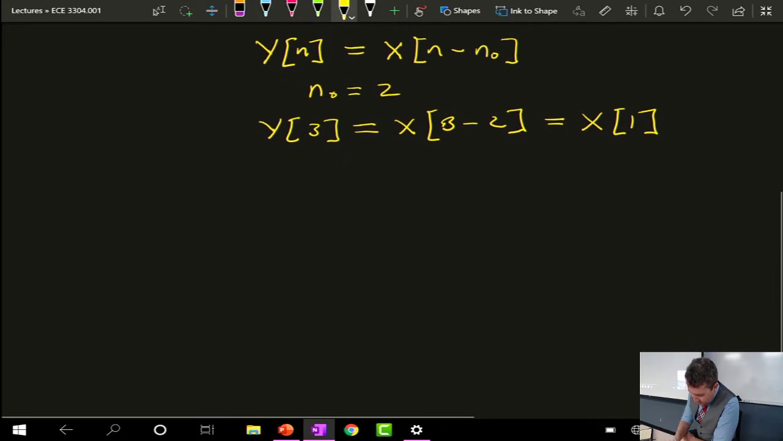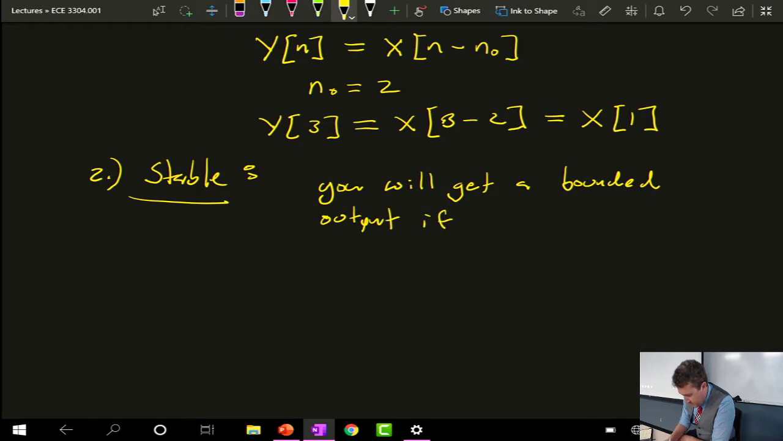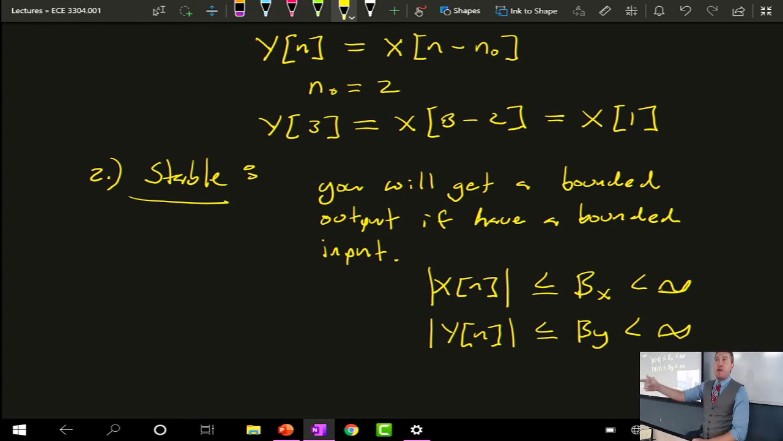And then stable. Basically, you will get a bounded output if you have a bounded input. What do we mean by bounded? It means finite, it's not going to infinity. So the absolute value of x of n is less than or equal to some bound B_x, which itself is less than infinity. And the same thing for y: the absolute value of y is less than or equal to some finite bound B_y, which itself is less than infinity. So if you give it a finite number, you're going to get a finite number out.